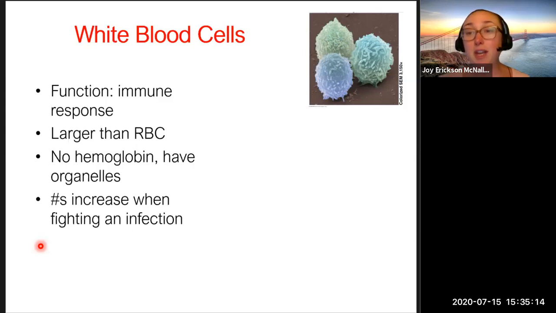They are larger than red blood cells, and they're almost amoeba-like in their movement, and we'll come back to that in a second. They lack hemoglobin. They're not red, and they don't function in oxygen transport, but all their organelles are intact because in this case, the organelles are important for their function. Their function isn't transport, it's hunting down infectious material. Because they are part of your body's immune response, their numbers increase significantly when your immune system is fighting an infection.